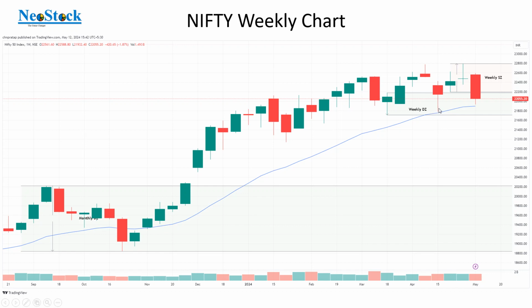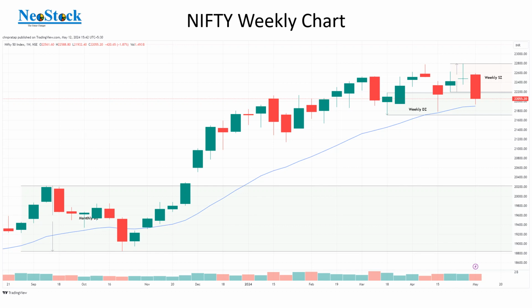After that, again the institutions moved NIFTY up continuously for 2 weeks. And last week again they pushed the prices down. Once again prices entered this zone, and finally the candle closed inside the weekly demand zone. So that is the reason why this coming week is very critical.